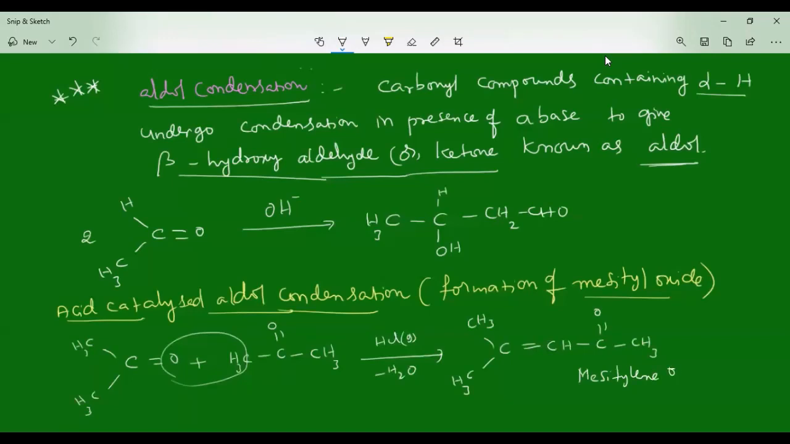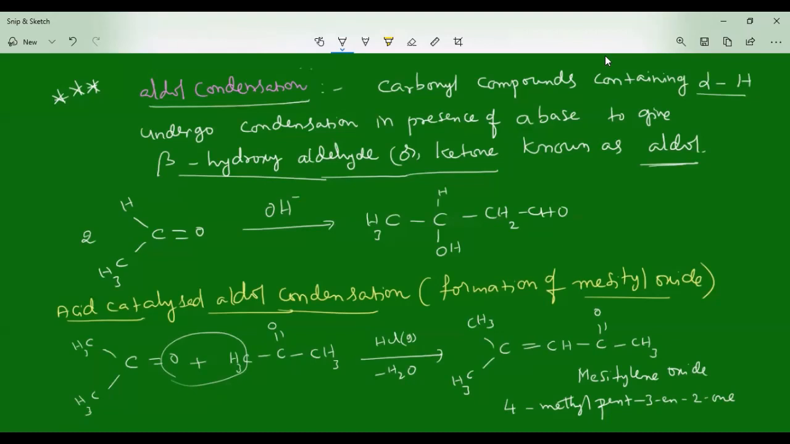Mesityl oxide. Its name is mesityl oxide. Its IUPAC name, if you write, is nothing but 4-methylpent-3-en-2-one. That's the IUPAC name of mesityl oxide.